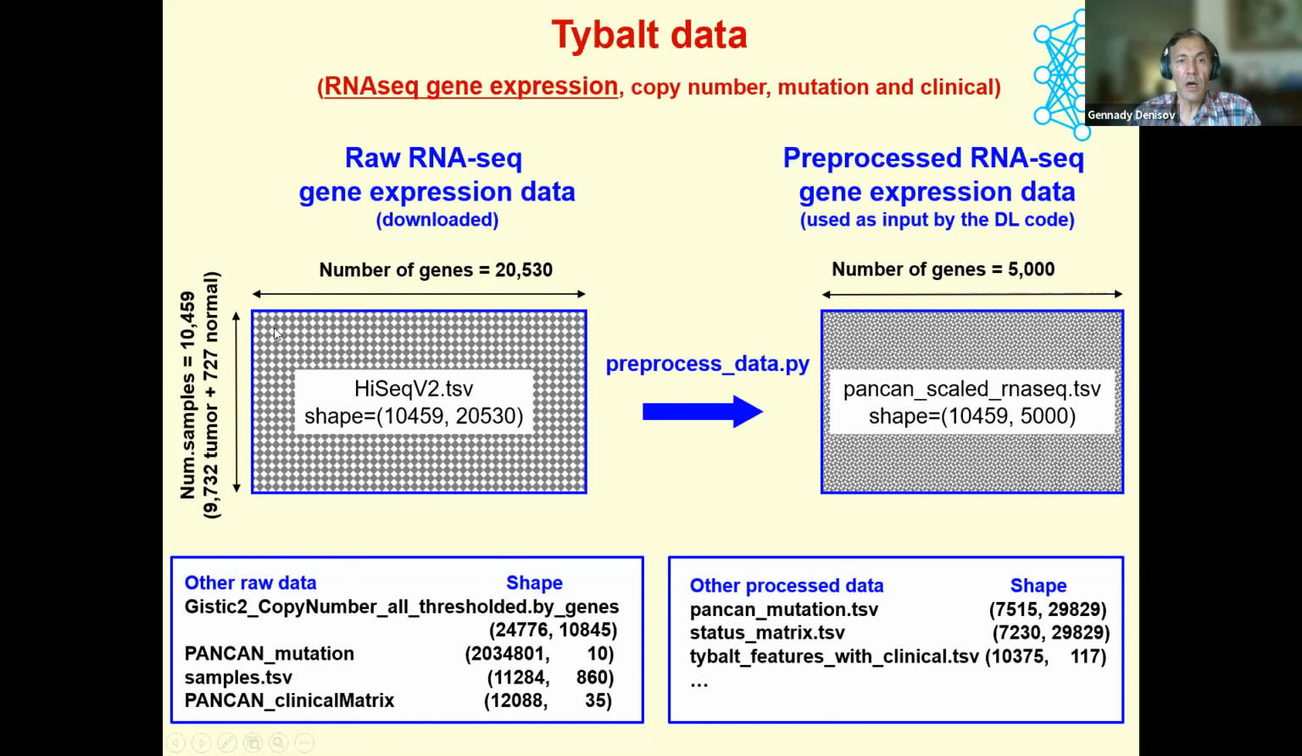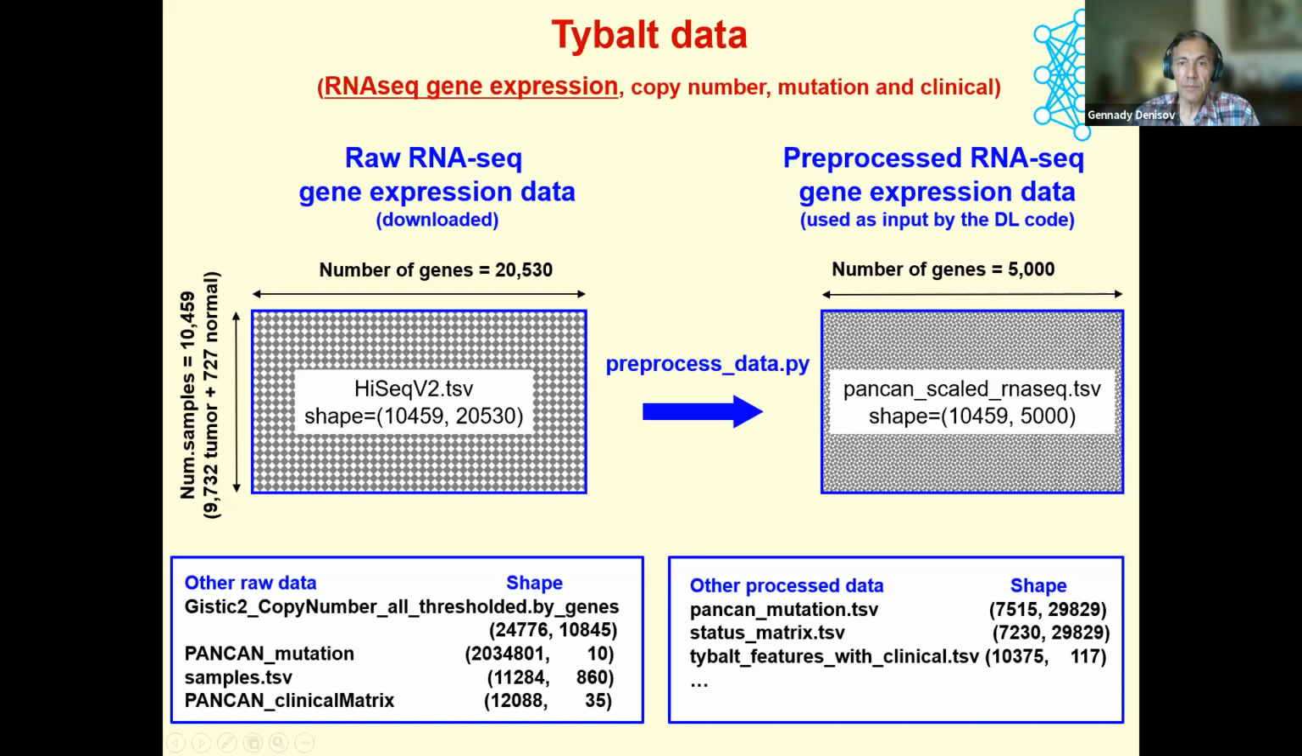But the preprocessing part, as I already mentioned in the first slide of the biological example, will take as input the data matrix, a text matrix in TSV format with number of genes, or columns, 20,530, and number of samples, or rows, 10,459, and then it will produce a subset of this data with the same number of rows, the same number of samples, but with only 5,000 columns, and those columns will correspond to genes with maximum variability across different samples. That's all I wanted to say about this slide. Any questions about this one?